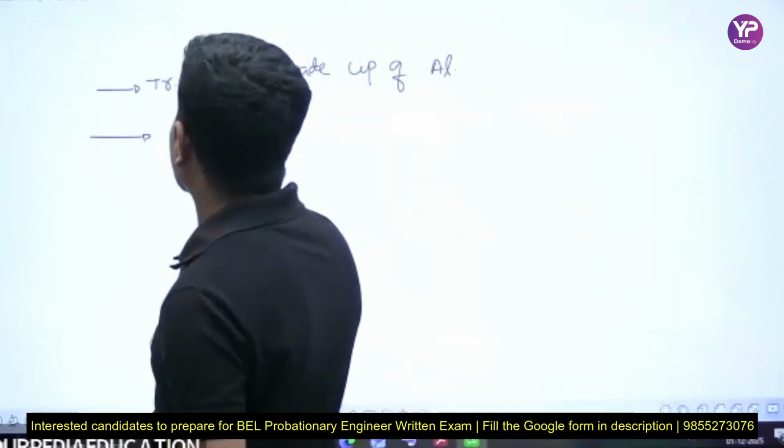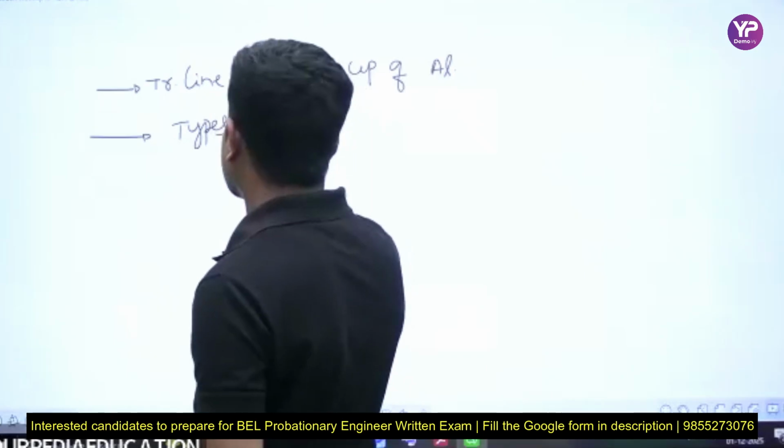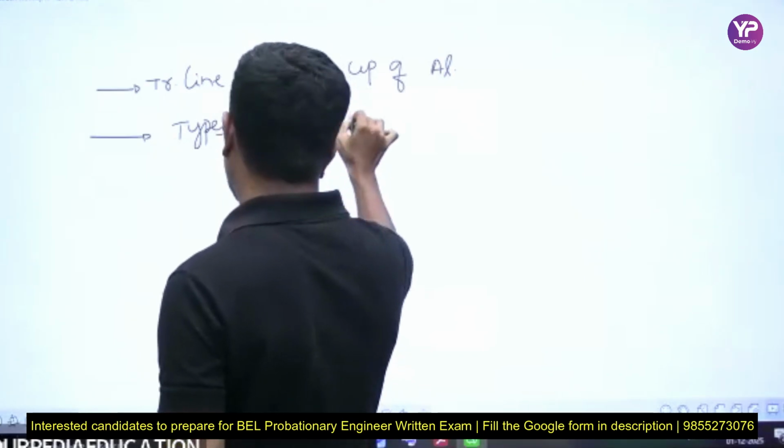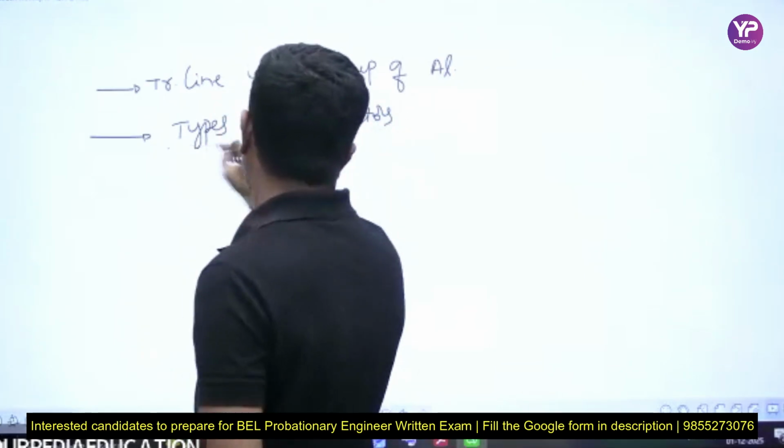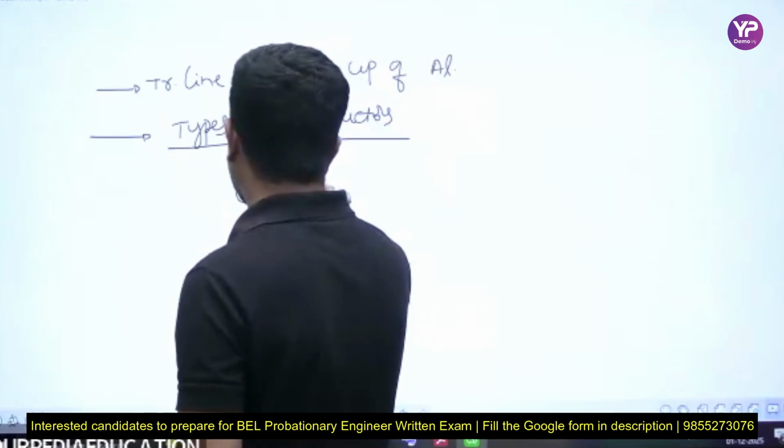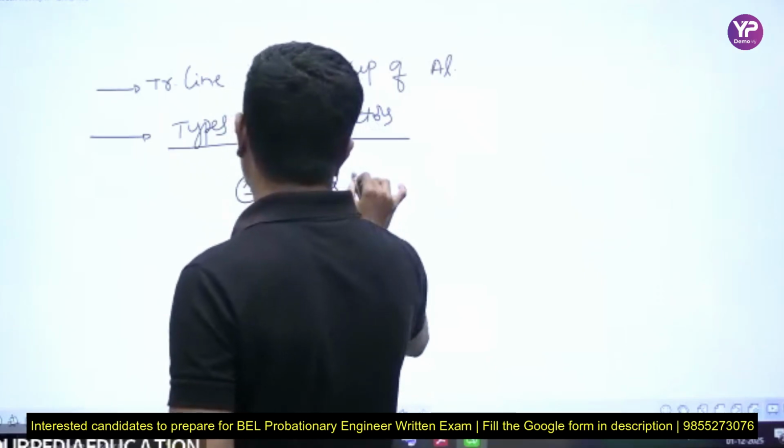Now, see, types of conductors. We have a lot of types of conductors, but in power system, types of conductors. First one is solid conductor. We never use solid conductor.